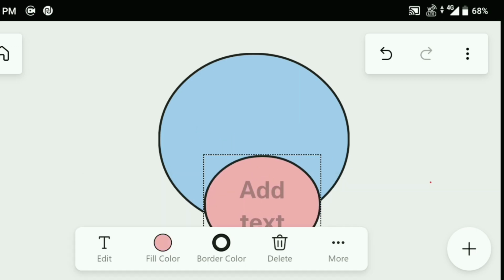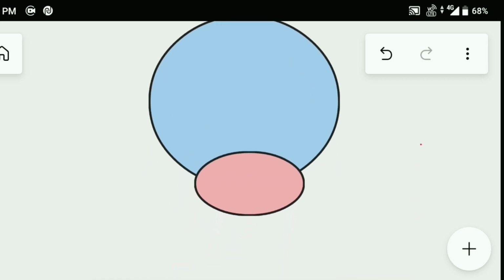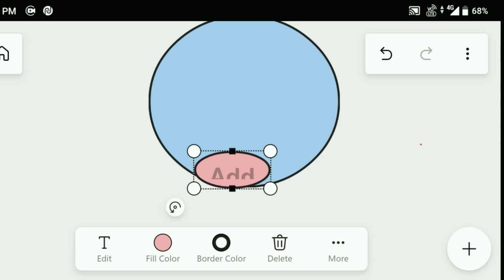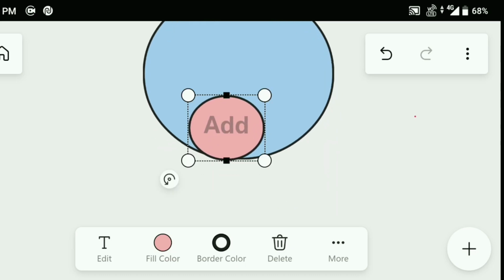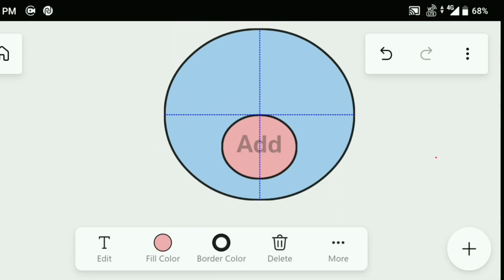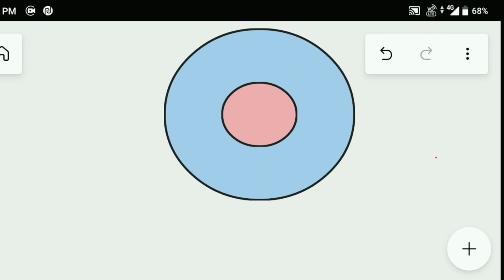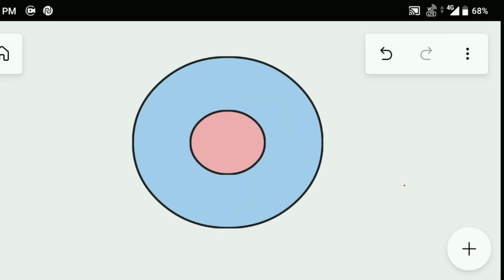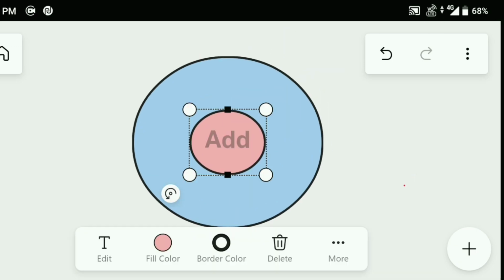That is our cell, and this is the nucleus, the small one, and it is in the center. Now the blue portion is our cell and the red portion is our nucleus.